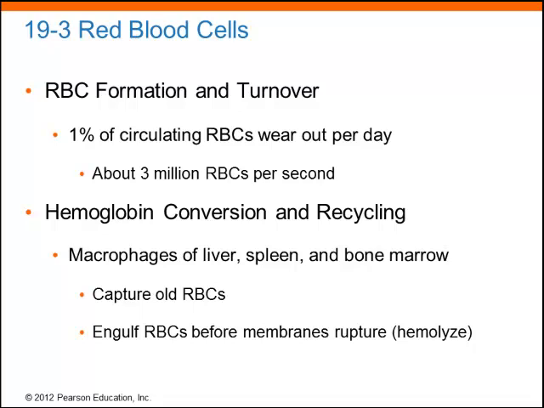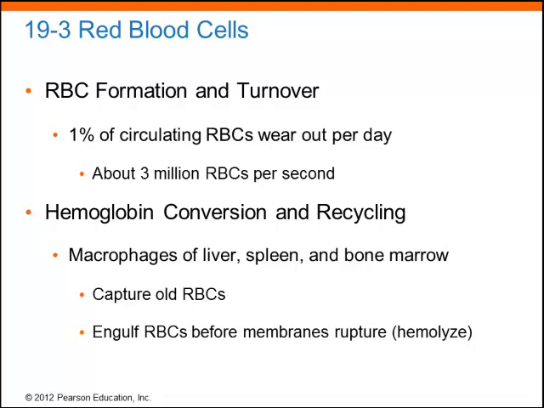And if you're losing that many, don't forget that you also have to be producing that many to make up for the ones that die. Still, that's a lot of hemoglobin to have to deal with. If you're losing 3 million red blood cells every second, you have to deal with the hemoglobin in those dead red blood cells. So there's a very particular process that's followed.